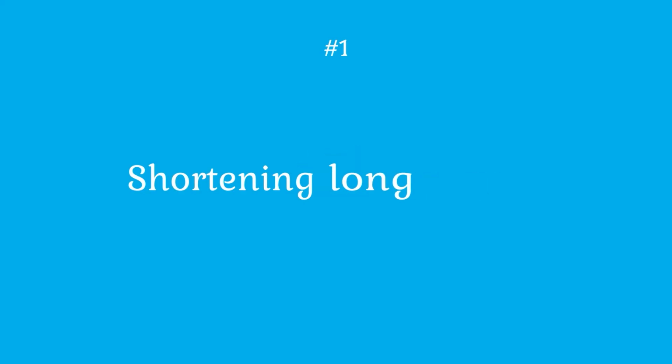In this lesson, you'll learn the top 5 Japanese pronunciation mistakes to avoid. Number 1. Shortening long vowels. Saying Japanese long vowels correctly is an issue of timing. You can use claps to measure time from syllable to syllable.